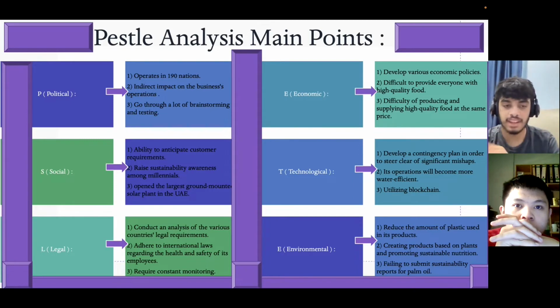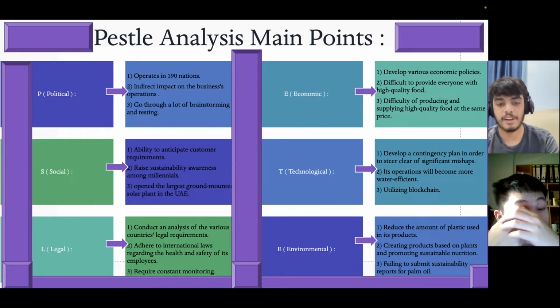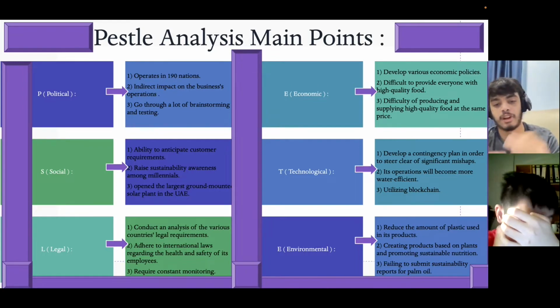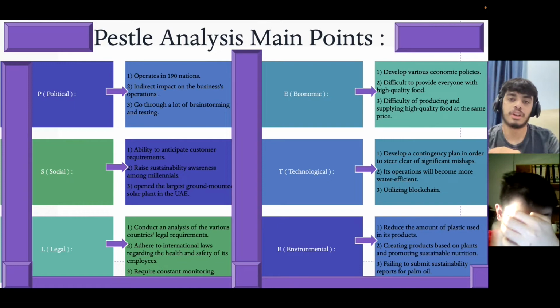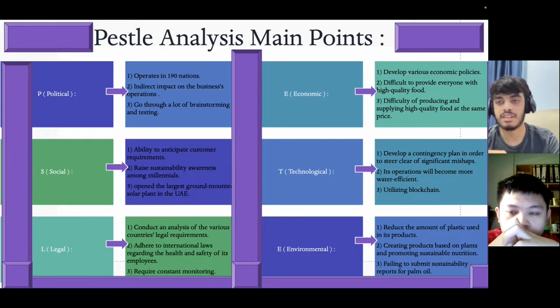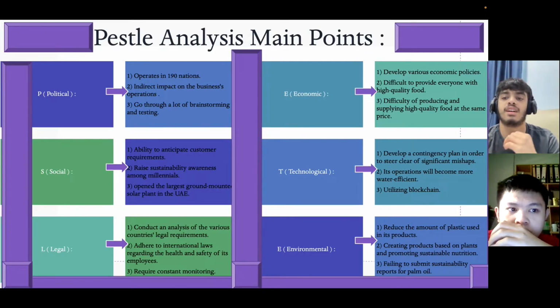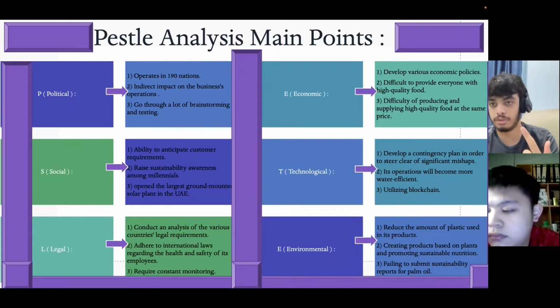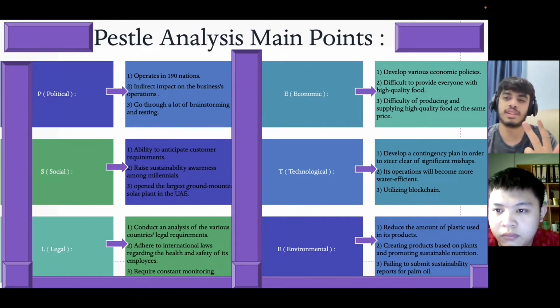All right. The next one we'll be talking about is the legal factor. The main points we have found are conducting an analysis of the various countries' legal requirements, adhering to international laws regarding the health and safety of its employees, and lastly, requiring constant monitoring. Now the fourth part of the analysis is economic. For the economic factor, we have found main points such as developing various economic policies, difficulty providing everyone with high quality food, and the difficulty of producing and supplying high quality food at the same price.